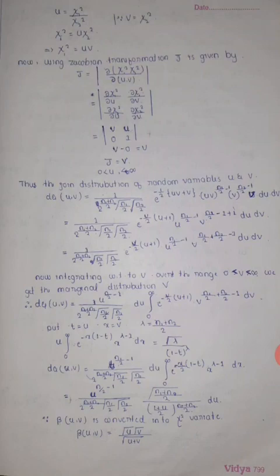Thus, the joint distribution of random variables u and v is f(u, v) equal to 1 by 2 raised to (n1 plus n2) divided by 2, gamma of n1 by 2 into gamma of n2 by 2, into e raised to minus 1 by 2 times (chi1 square plus chi2 square). Here chi1 square is equal to uv and chi2 square is equal to v, so chi1 square raised to n1 by 2 minus 1 becomes uv raised to n1 by 2 minus 1, and chi2 square is phi, so phi raised to n2 by 2 minus 1.